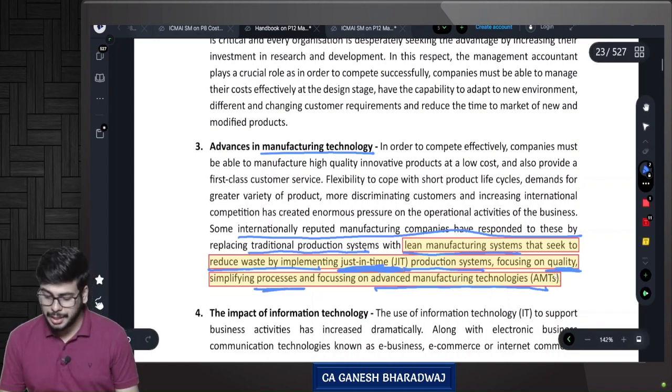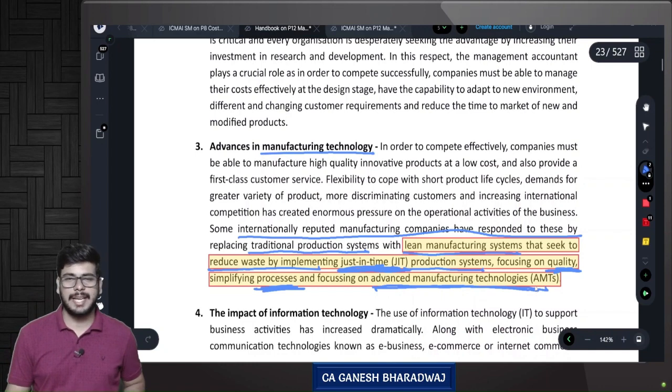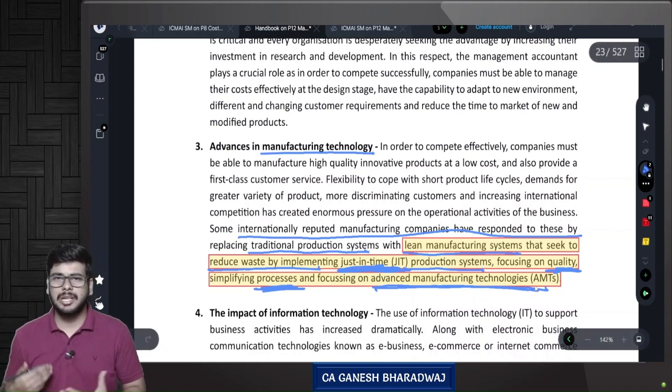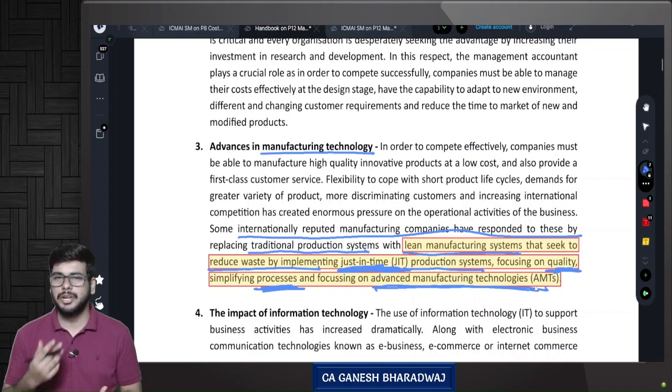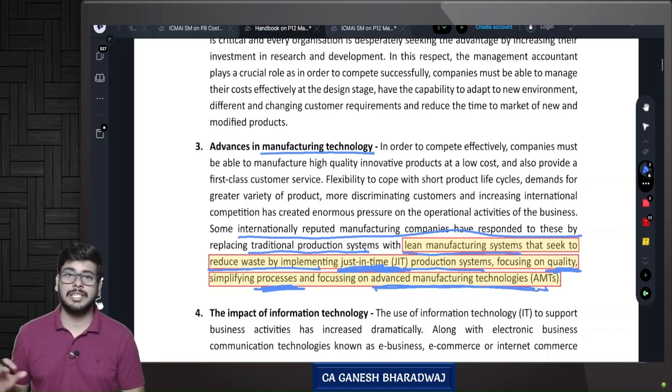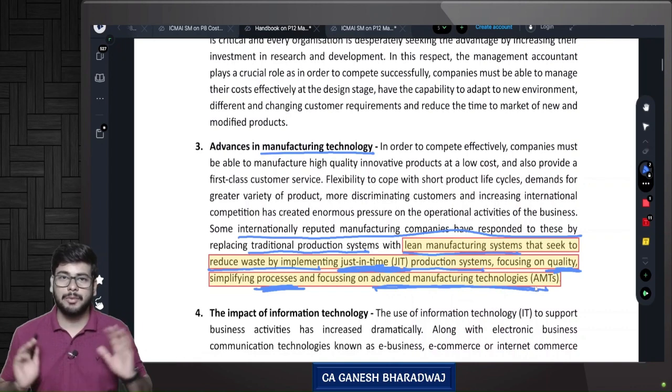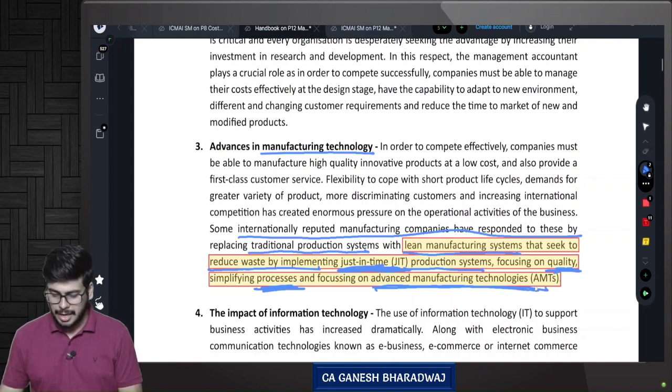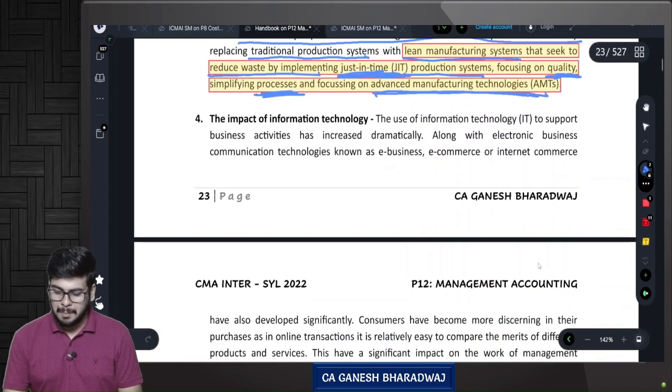Focusing on quality and simplifying the processes, and focusing on advanced manufacturing technologies, AMTs. So big companies come up with the latest technologies, artificial intelligence driven tools and all that. Fine. In fact, there was one automobile company that said, we are going to have a factory that is 100% manless, meaning not even a single human being will be sitting inside the factory. It's all going to be robots. Fine. These are all some advanced manufacturing technologies. Clear? The impact of information technologies needs to be considered.